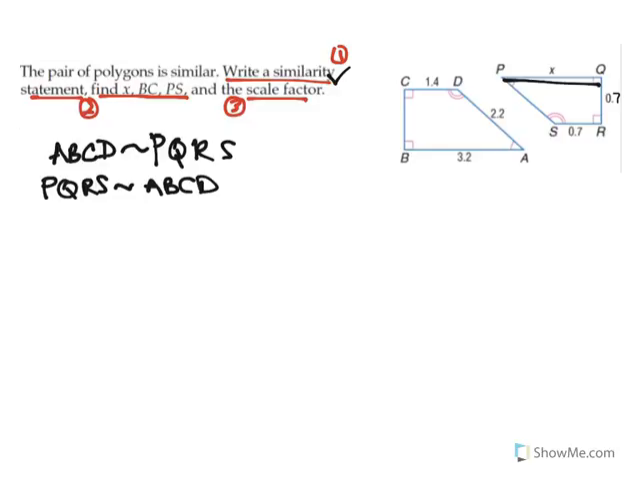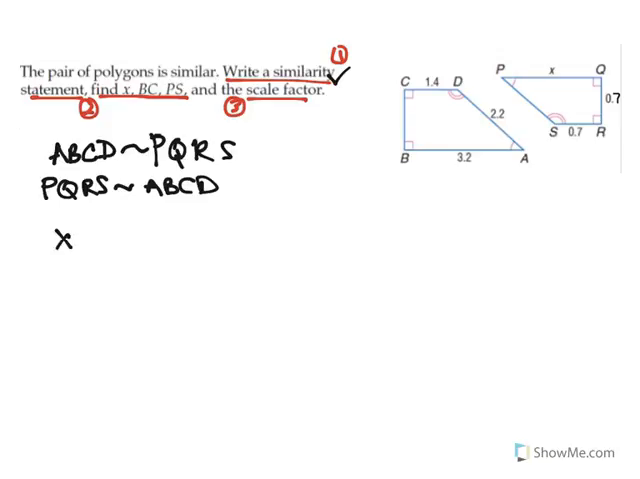X is right here. X is the side PQ. Remember, if we have similar figures, we can set up a ratio in order to find the missing side because all sides are proportional. We can either use the similarity statement as our guide or we can look at the picture. I'm going to try looking at the picture since we already know how to find corresponding sides using the similarity statement.